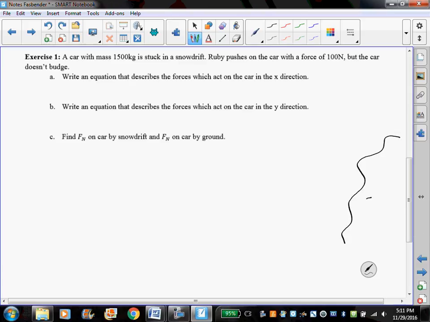So let's imagine a giant snowdrift, and then we've got a car. You can make it as cartoony as you want. Now, Ruby is pushing on this, so we've got a girl. And now don't ask me why she's pushing this into the snowdrift. I have to admit, I don't know why. Maybe it's her brother's car. Her brother was being mean. But anyway, let's try to draw the force diagram for the car.